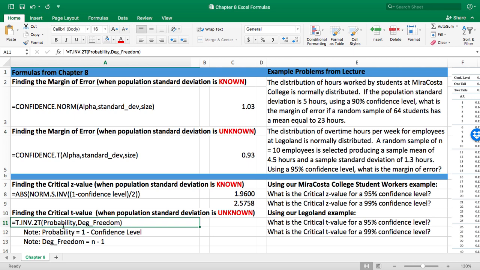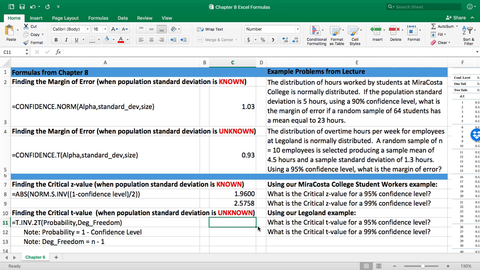Then in parentheses, as you type it, it'll show the word probability and the word degrees of freedom, where probability simply means 1 minus our confidence level, which is the same thing as we saw in the earlier formulas we called alpha. Not sure why Excel changes the language. This could have said alpha and it would mean the same thing, which is 1 minus the confidence level. And as you recall from the textbook in the lecture, the degrees of freedom is simply our sample size minus 1. So let's practice using our Legoland example.